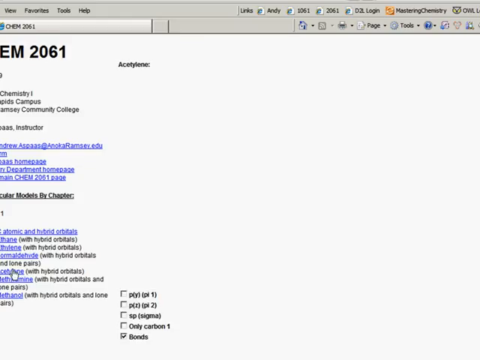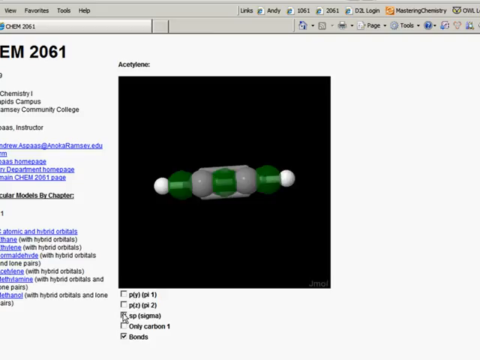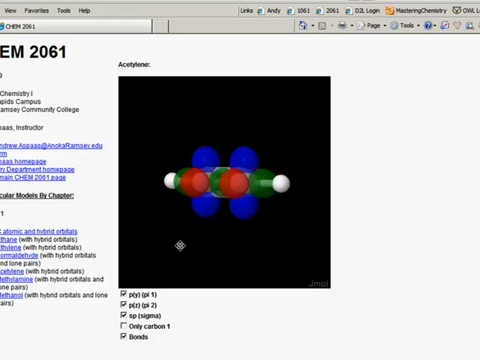With acetylene, we show those hybrid orbitals. There's only 2 hybrid orbitals on carbon. Those make up the sigma bonds, and then there are 2 sets of unhybridized p orbitals that make up the 2 pi bonds. So I would really recommend that you explore these models, make sure you can understand why it is that those hybridizations are the way that they are.